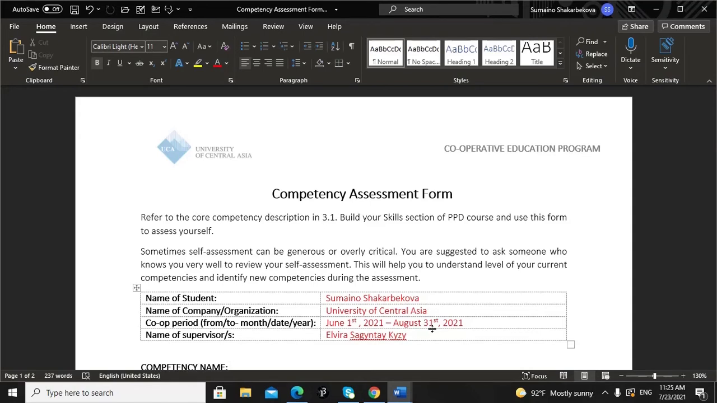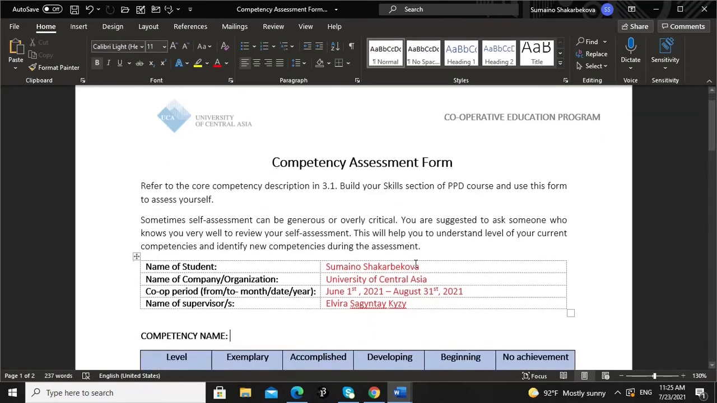So today I will be explaining how students should complete their competency assessment form. Before going to the process of completing it, I would like to mention that students can find this document, along with two other important documents, on Moodle, in the Co-op education portal. Once you go to Moodle, you can go to the Co-op education portal section, find the needed documents there and download them. Now let's see how the competency assessment form should be completed.